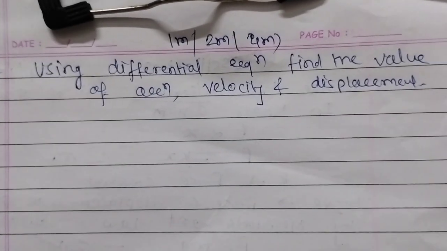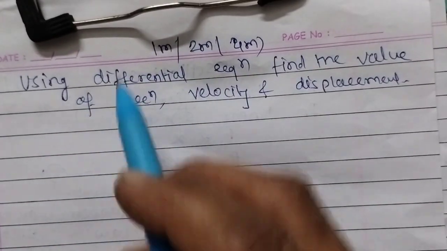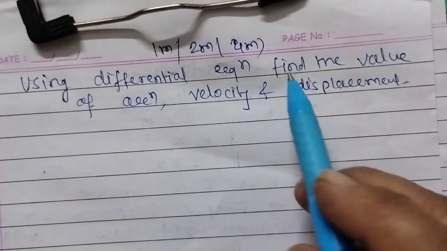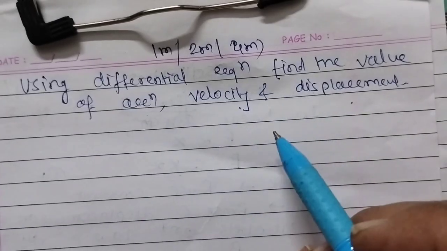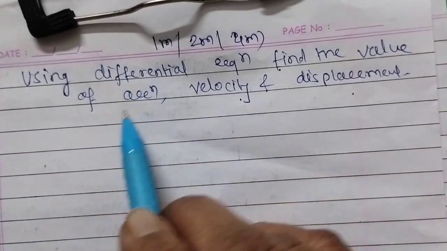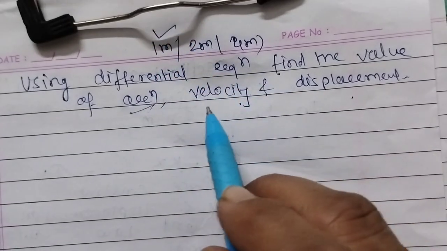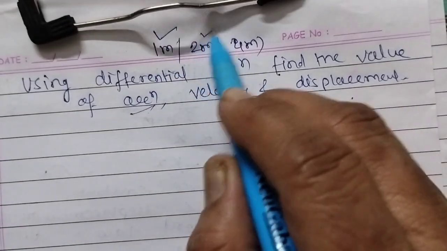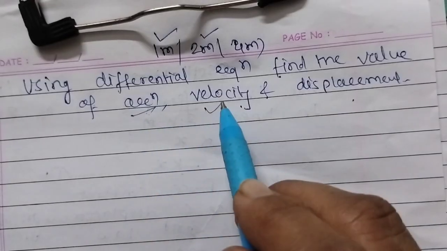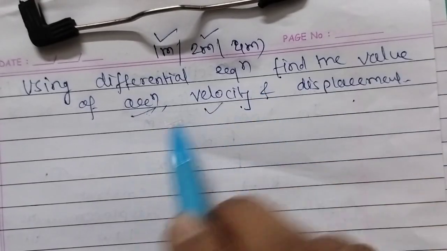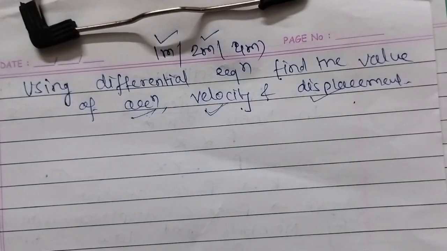Now the second question on the same topic: using the differential equation which you derived earlier, you have to find the value of acceleration, velocity and displacement. Depending upon what is asked, if they ask acceleration, the question will be for 1 mark. If they ask to derive the velocity, it will be for 2 marks. If they ask acceleration and velocity, it can be for 3 marks, and if they ask velocity and displacement, it can be a 4 marks question.